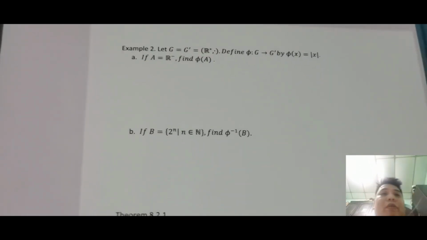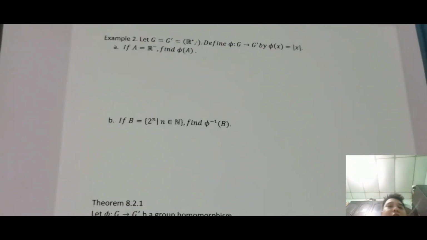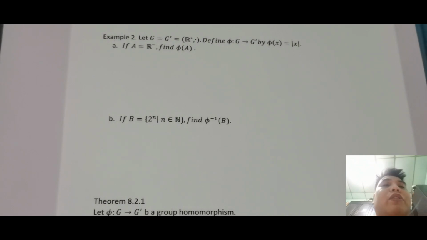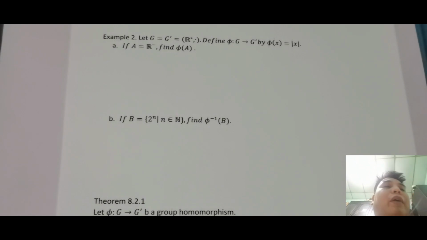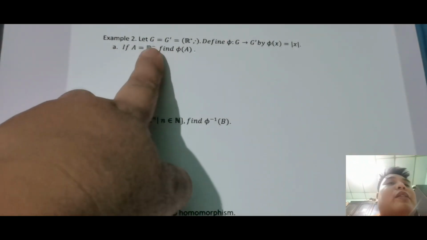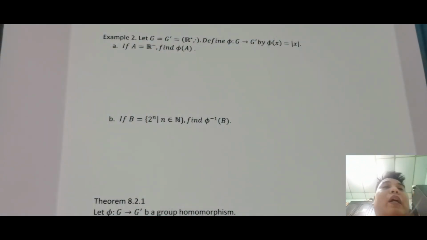Mahaba-haba na rin yung time aking pagbibideo. Okay, so for number 2, ayun. So let G be equal to G prime is equal to R asterisk, comma, multiplication. So kinuha lang ulit natin yung isang example, yung number 2. So define P mapping from G going to G prime by P of X is equal to absolute value of X. So again, absolute value of X naman dito. Okay, now, if A is equal to the set containing of all negative real numbers, kasi R negative yan. So, meaning the set of all negative real numbers, find P of A. Okay, so again, find P of A.